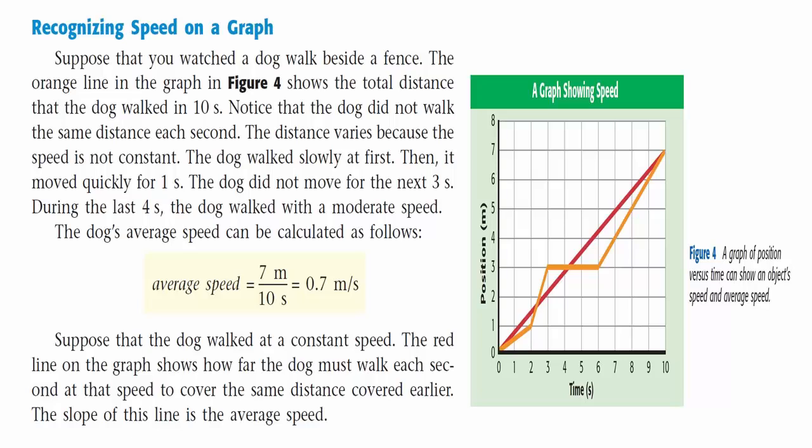The dog's average speed can be calculated as follows. Average speed equals 7 meters divided by 10 seconds, which equals 0.7 meters per second. Suppose that the dog walked at a constant speed. The red line on the graph shows how far the dog must walk each second at that speed to cover the same distance covered earlier. The slope of this line is the average speed.